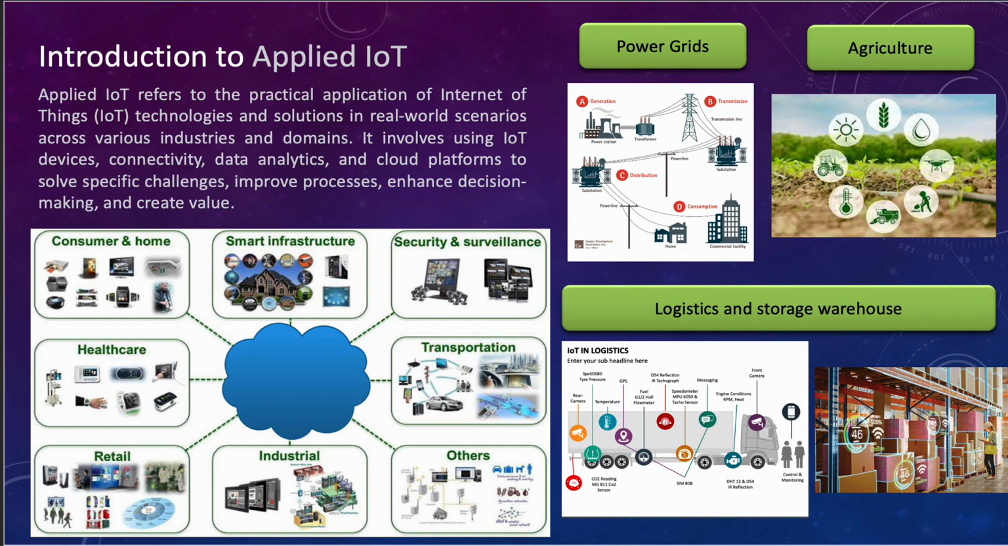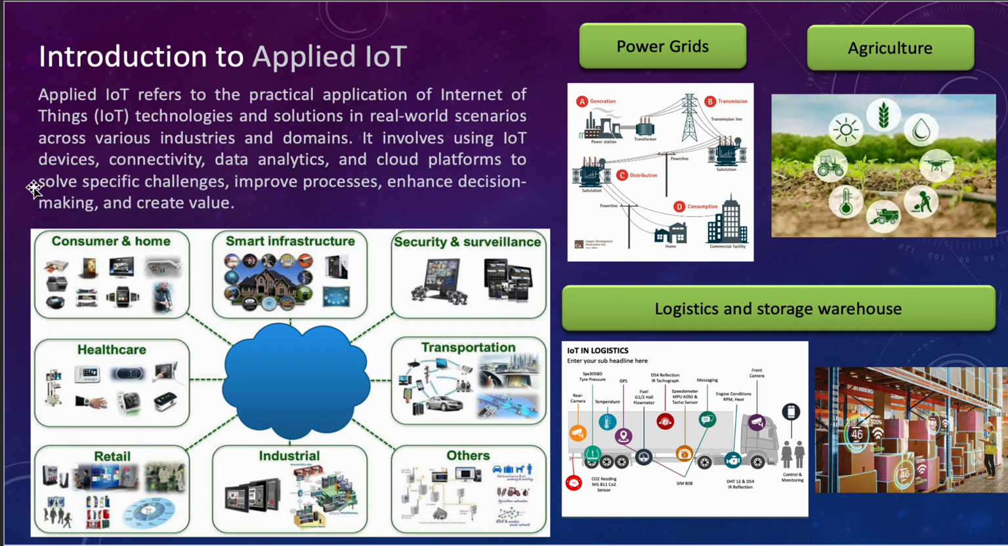So this definition is very important, especially the last sentence of that definition. We apply IoT to solve specific challenges or problems, and to improve any process that is already there. It could be a manual or semi-automated process, or even an automated process. By introducing more sensors and IoT devices, we can improve the process, enhance decision making, and create value.